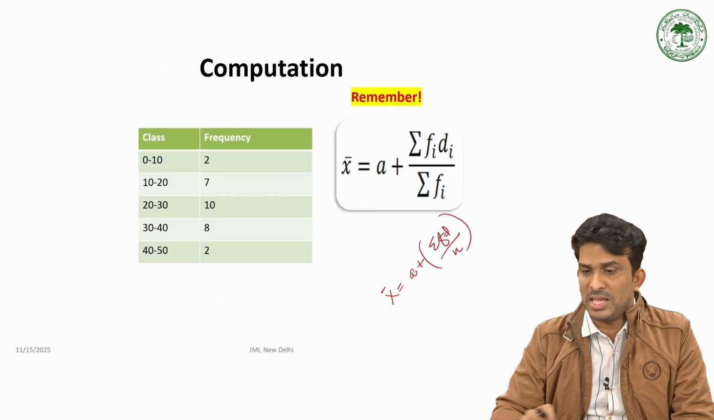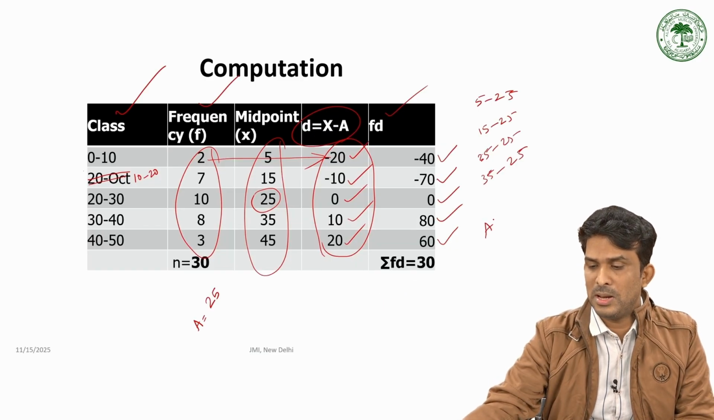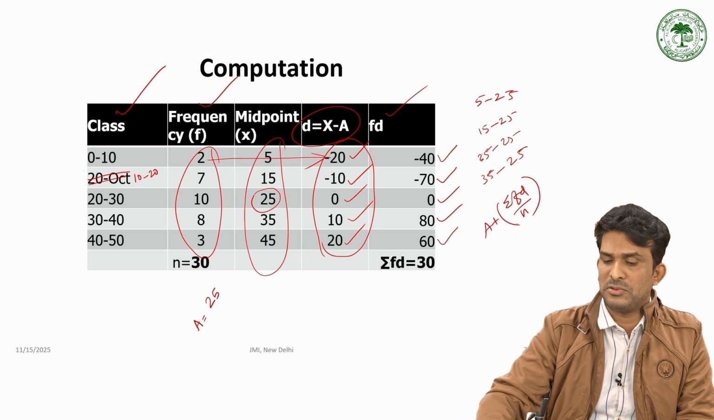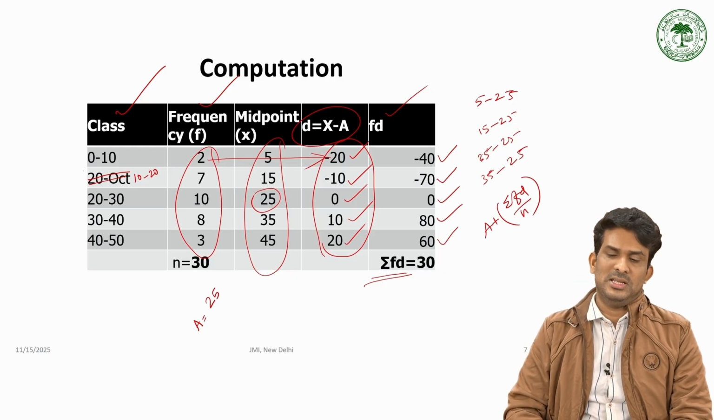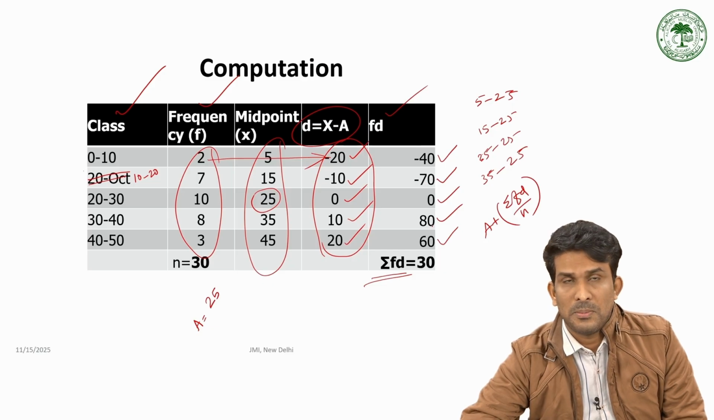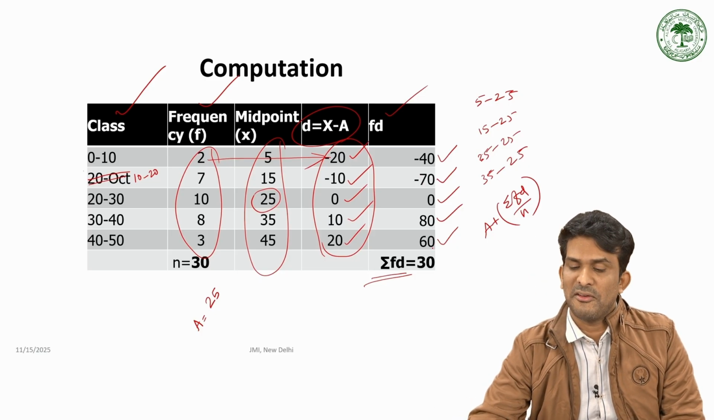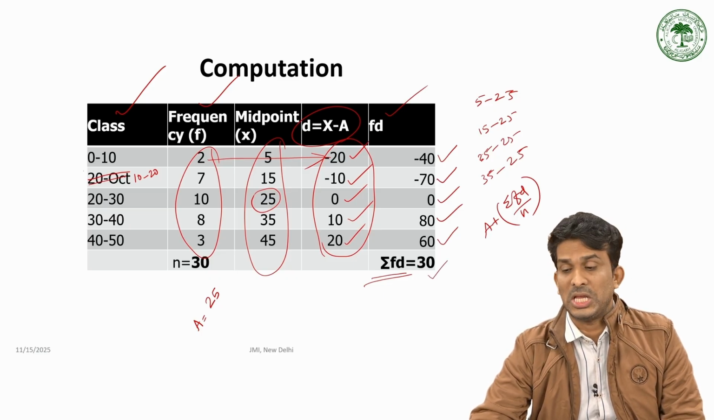What is the equation? A plus sigma FD by N. This is the equation. So, I have to go for sigma FD. Sigma FD is total of FD. So, minus 40 minus 70 is minus 110, plus 80, plus 60, it will be 140, minus 110. So, sigma of FD is 30. 30 is the sigma FD value.